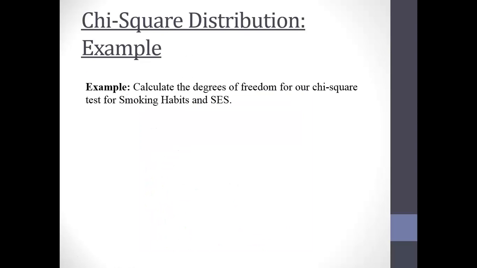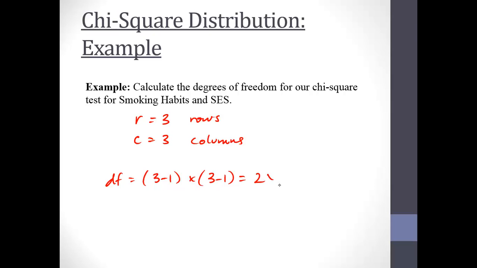And so just real quick, let's calculate what our degrees of freedom are for this example that we've been looking at. Again, we have 3 rows and also 3 columns. So our degrees of freedom is going to be 3 minus 1 times 3 minus 1, or 4. So for this example, we're going to have 4 degrees of freedom.